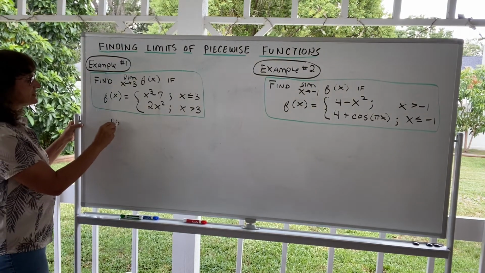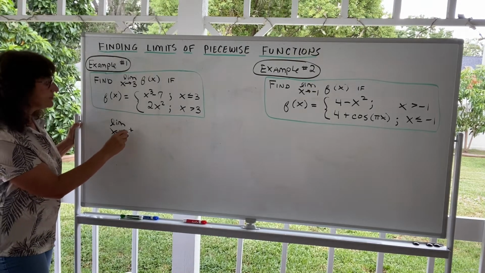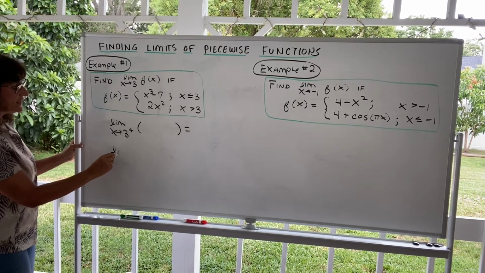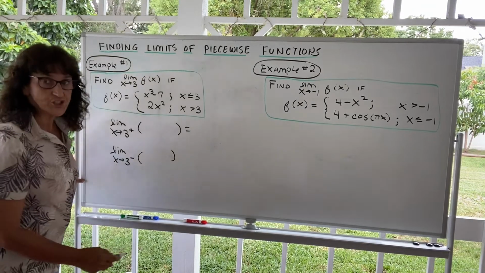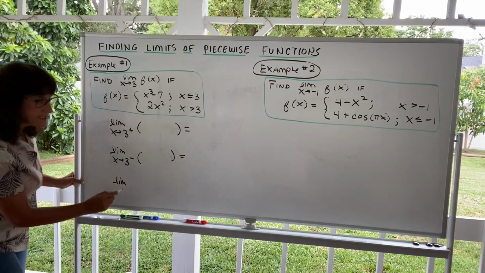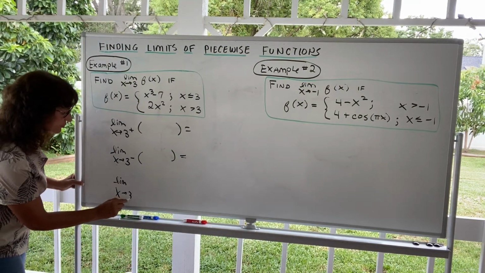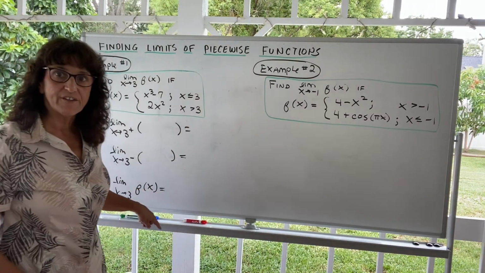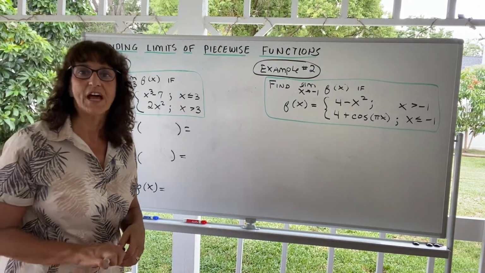We have to take the limit as x approaches 3 from the right. That superscript of a plus sign means from the right of our function. We'll have to take the limit as x approaches 3 from the left of our function, and then we need to take the limit of the function as x approaches 3. So when you're taking the final limit of the function, you're really just looking at the left and the right and seeing if they're going the same place or if they're not.